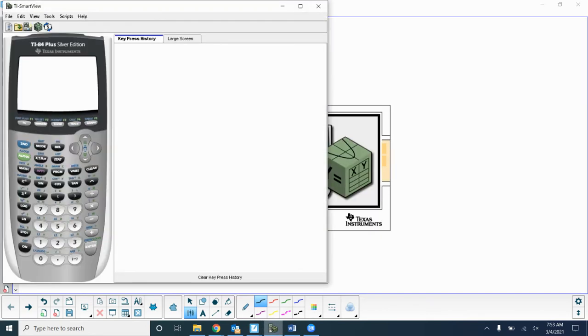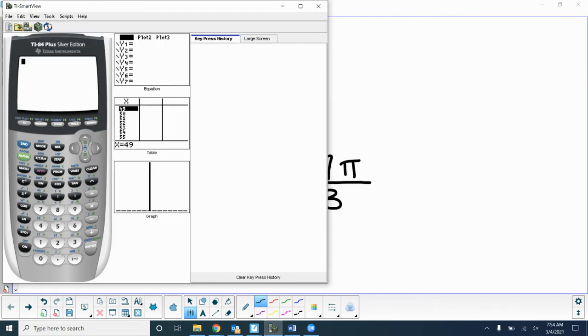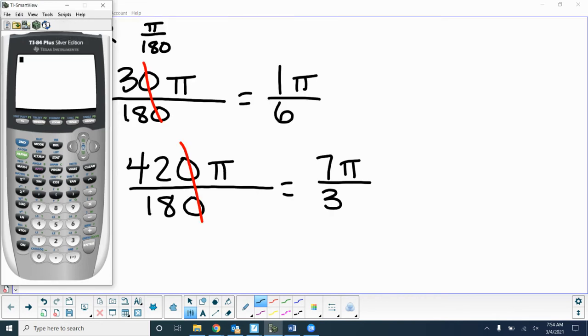And again, you could do that on your calculator and then hit math fraction. You don't put the pi in though. Right? Just leave pi as part of your answer. Okay? So if you do 420 divided by 180, right, Edwards? And then hit math and enter twice. It'll give you that 7/3 fraction.